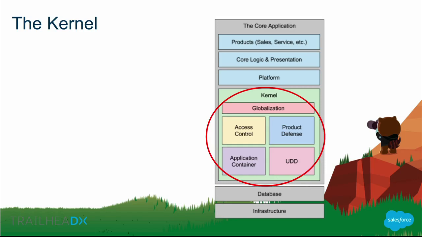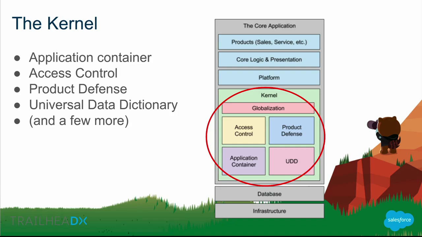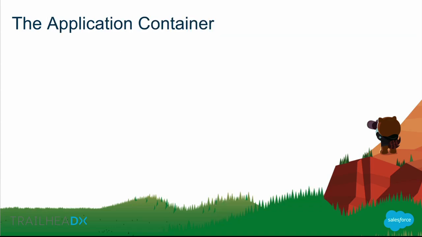So one is the kernel. The kernel gives us a few things, including an application container, access control, product defense, a few other things. And I'm going to talk about these specifically. So let's talk about the application container. That's when you make a request, an API request or a UI request to Salesforce, right? That's going to travel over the internet, and it's going to arrive at Salesforce at the front door, and then a bunch of stuff has to happen, right?